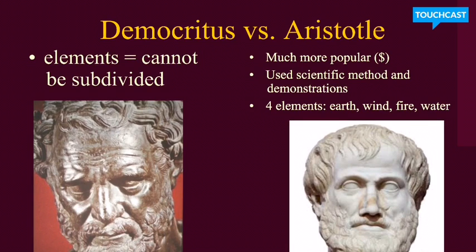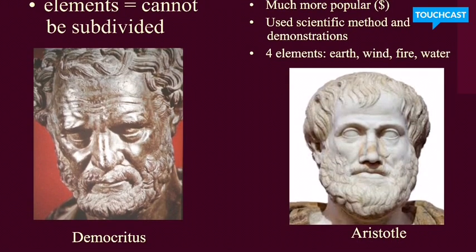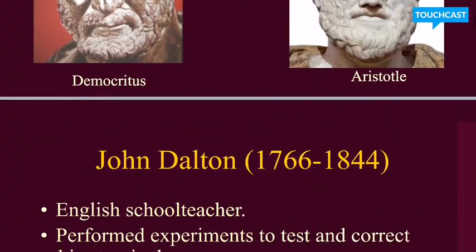Okay, let's start with a review of atomic theory. Starting a long time ago, the basic idea of an atom or an element originated from Democritus and Aristotle. The difference between these two guys was pretty stark. Over here on the left you see Democritus, and he believed that elements could not be subdivided. Aristotle was much more popular. He used the scientific method, he did lots of demonstrations, but he believed that the four elements included earth, wind, fire, and water. But we've come a long way since then.